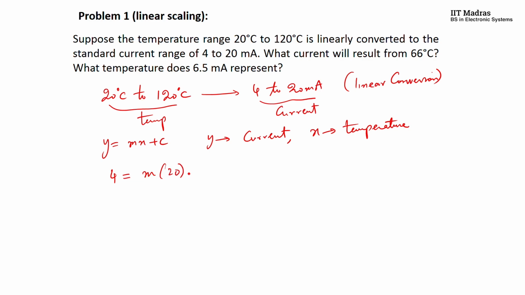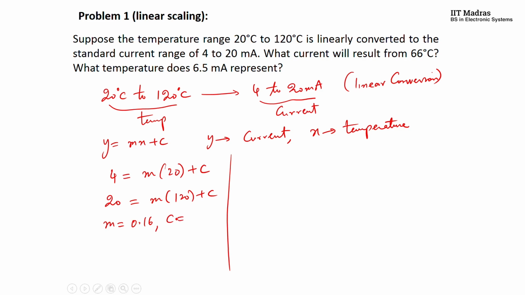So this is 20 plus C. Similarly, you have 20 milliamps is equal to m into 120 plus C. So these are two relations which we can achieve from the given information. Once I do this, it is very clear that m and c can be solved. Let me give you the values of m and c which can be obtained here. M is found to be 0.16 and C is found to be 0.8.